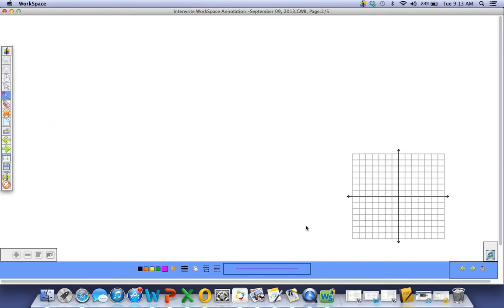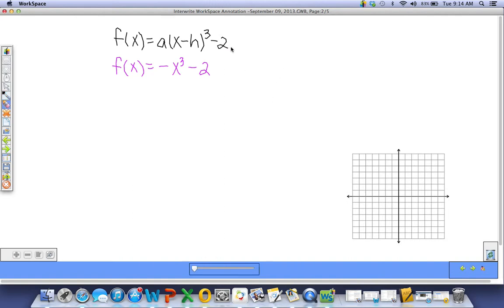So let's take a look at an example. Let's say we have f of x equals -x cubed minus 2. Above it, here's our transformation function. Oops, not 2. I guess I gave that answer away. That should be a plus k.